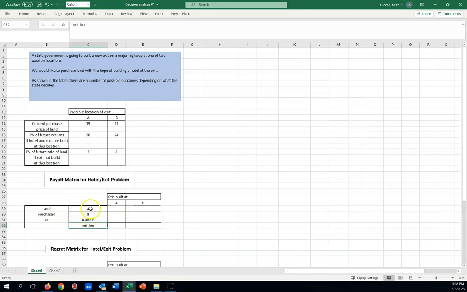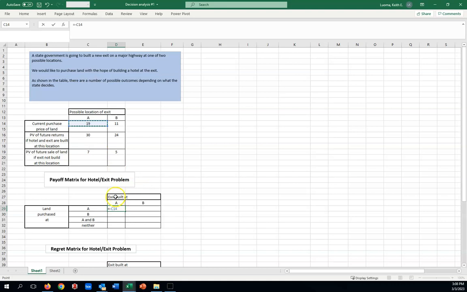So first of all, the land is purchased at A, and I'll click in this cell here. So we purchased the land at A. Let's first put in what we pay to buy A. It would be $19 million. So I'm going to do an equal sign, and because that $19 million is a payment, I'm going to put a minus in front of it. And then I'll just click on the 19. Okay, so we spent the $19 million, and we'll either get $30 million or $7 million back.